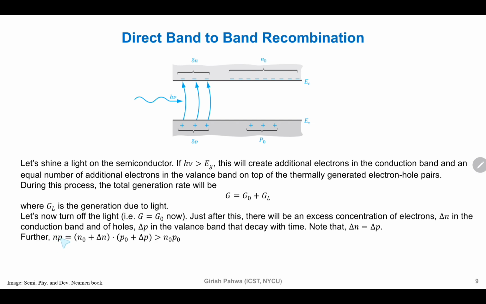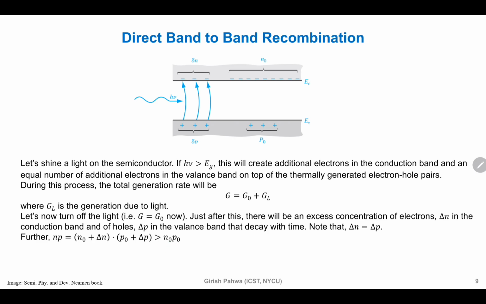So what will be equal to the NP? Why am I talking about NP? Because recombination depends upon the product of N and P. Because now you have excess electrons and excess holes, the recombination rate will increase. It will be more than the recombination rate that was there in equilibrium, because you have created these extra concentrations. So N times P will be N naught plus delta N times P naught plus delta P, and this will be greater than N naught times P naught. N naught times P naught gives you the recombination rate in equilibrium. This is the recombination rate in non-equilibrium, and this is greater, so there is more recombination.